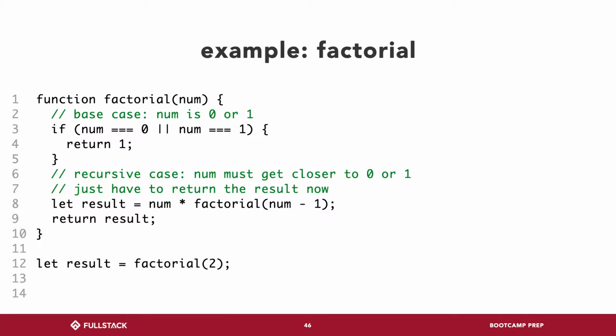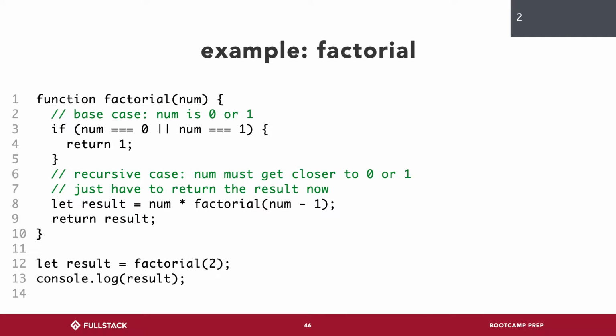So to make this function actually work for factorial of 2, we just have to return the actual result, right? We have to set this equal to something and then return that, or return the whole statement as is. So when we console log result down here, we get 2, because factorial of 2, you call this number, num is 2. This if statement is not hit, because 2 is not equal to 0 or 1.